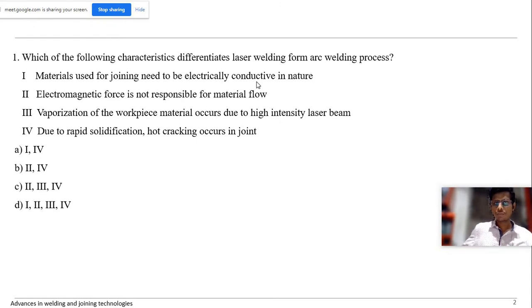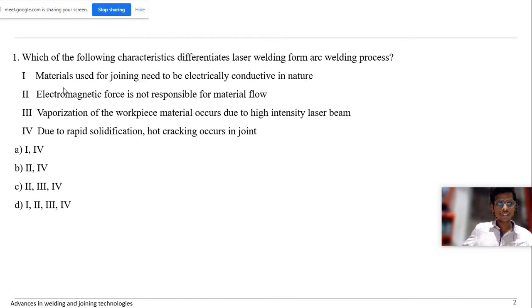So welding happens, but it is not the case for laser welding, because the working mechanism is completely different. The light is emitted based on stimulation, and it is focused at a particular point to generate heat at that point, and if we add filler material, welding will happen. So the option that materials used for joining need to be electrically conductive is not the case.